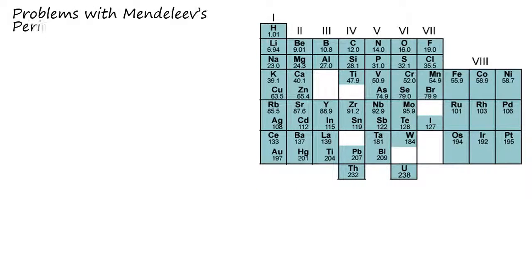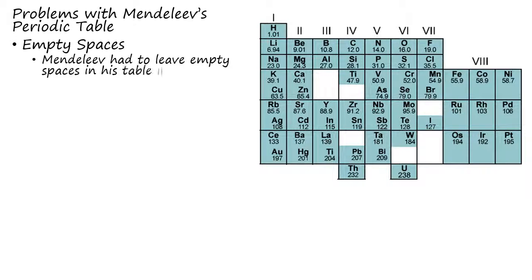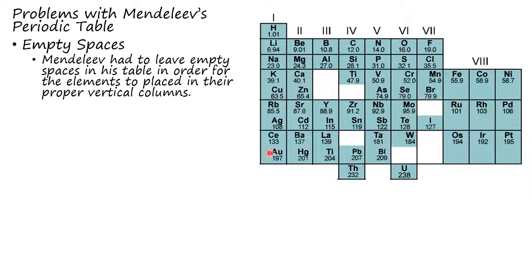There were some problems associated with Mendeleev's periodic table. The first being that there were empty spaces in Mendeleev's table. So Mendeleev had to leave empty spaces in his table in order for the elements to be placed in their proper vertical columns. So titanium reacts very similarly to silicon and zirconium and carbon. So space had to be left between calcium and titanium so it would be placed in the column with the elements with similar chemical and physical properties.